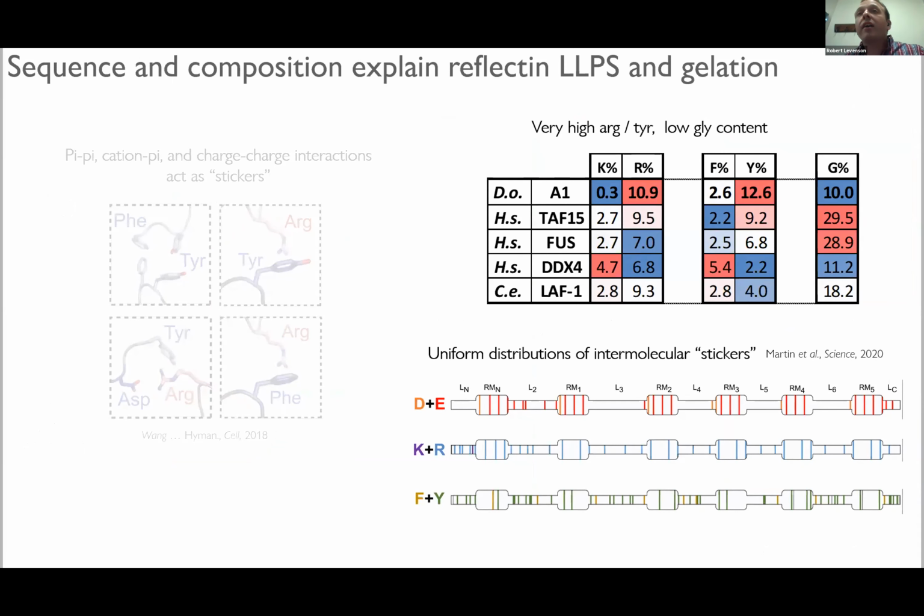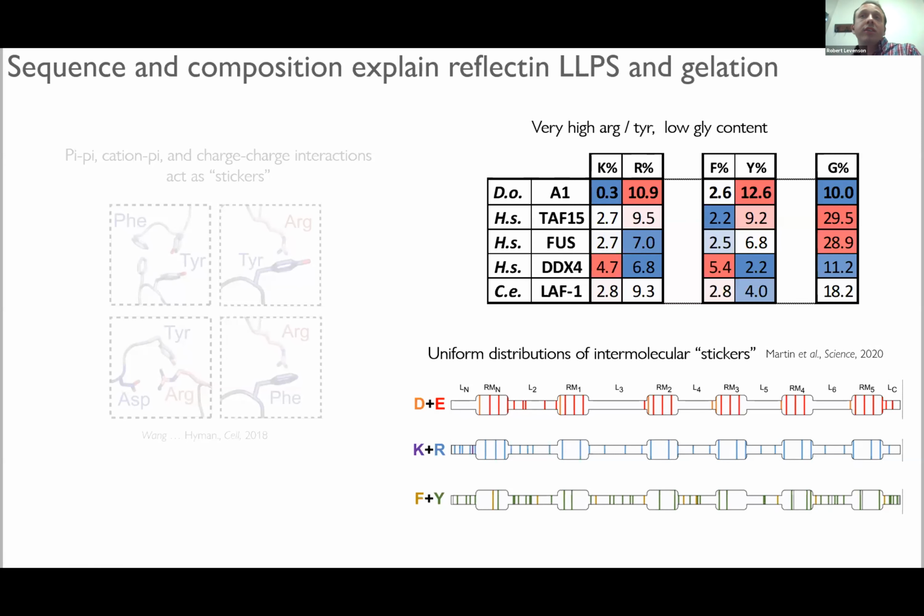If we just look at the compositions and the spatial distributions of some of these stickers, with reflectin A1 on the top row here, compared with a couple other representative phase separating proteins that are well known, reflectin A1 has the highest content that I've seen in my inspections of arginines and tyrosines forming those sticker interactions. A high concentration of these is known to contribute towards a very strong drive towards phase separation.